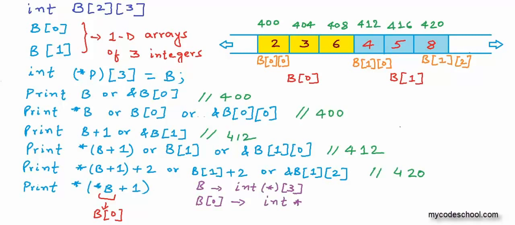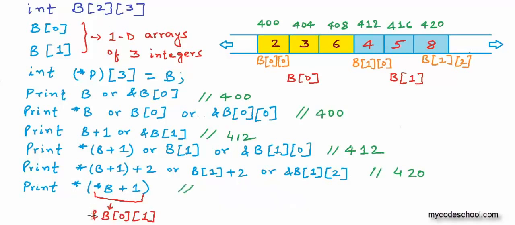Now what will happen if you add 1 to an integer pointer? It will take you 4 bytes ahead to the next integer. It will return you a pointer to the next integer. So we will get a pointer to this integer at address 404. Asterisk of b plus 1 is basically ampersand b01. And with this final dereferencing, we can get rid of this ampersand. So the overall expression will be b01, which is 3.